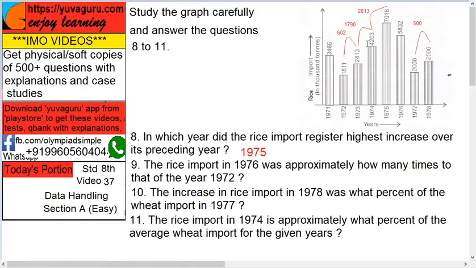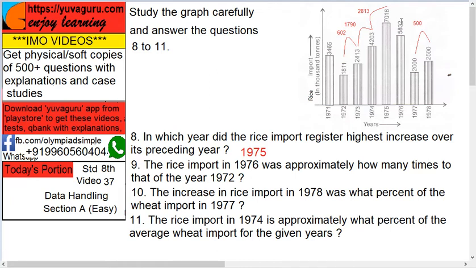Now in the exam you don't have time, so you need not go through all these calculations. The best thing is 7 minus 4 is 3, 4 minus 2 is 2, 2 minus 1 is 1. Roughly 3 would be the answer, right? So 1975 would be the answer.